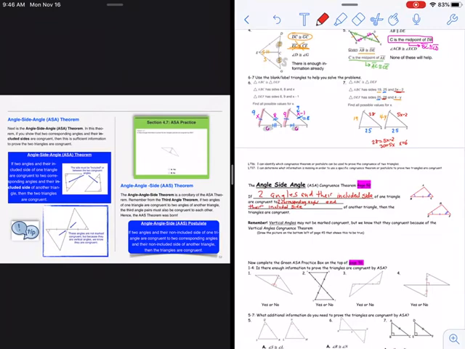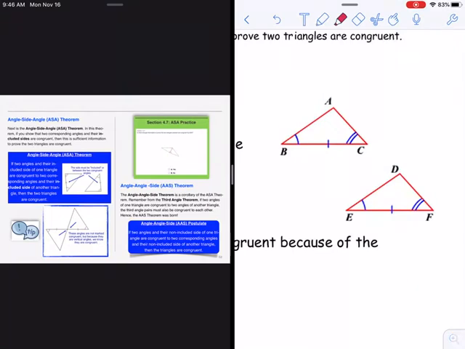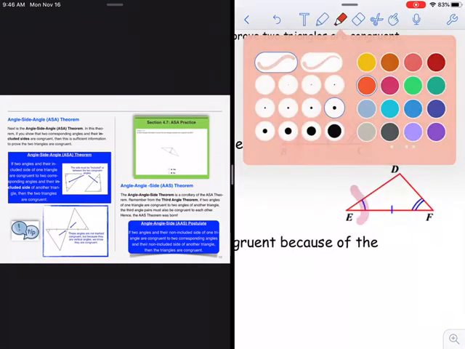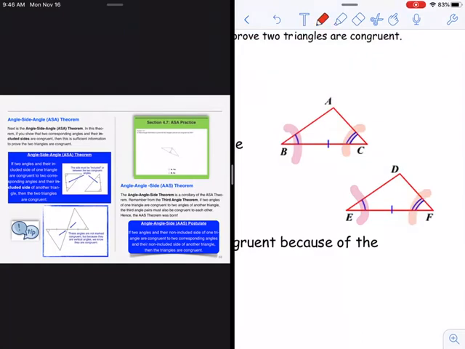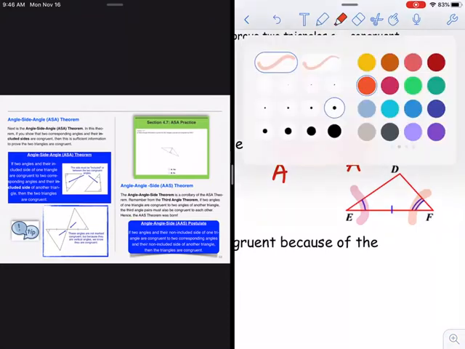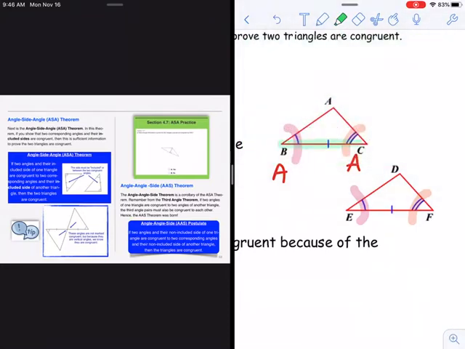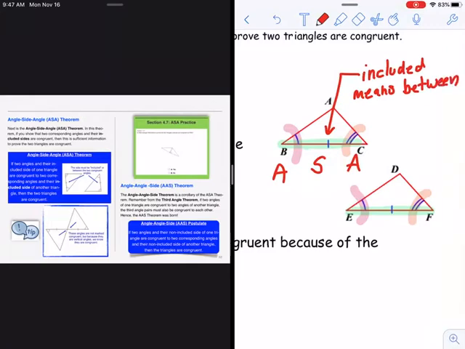All right. So let's talk about what included means. Here's an example. Obviously, those angles are congruent. Those angles are congruent. So we have two angles, an angle, an angle. And then included is a fancy way of saying between. Side. All right. This is important. Students like to goof this up. Included means between.